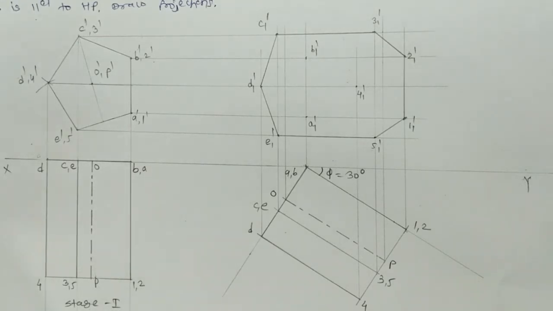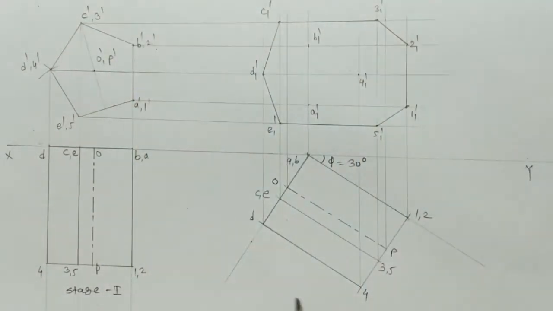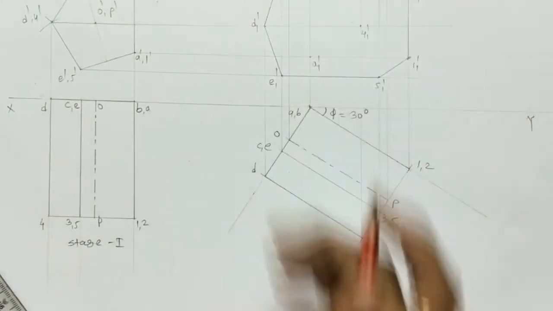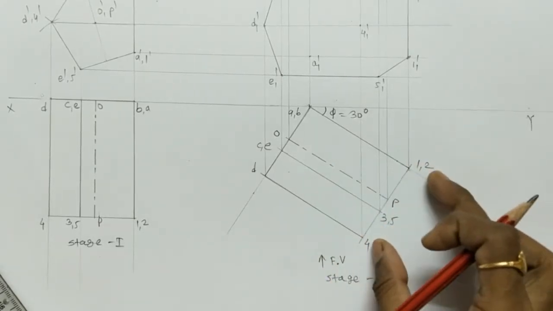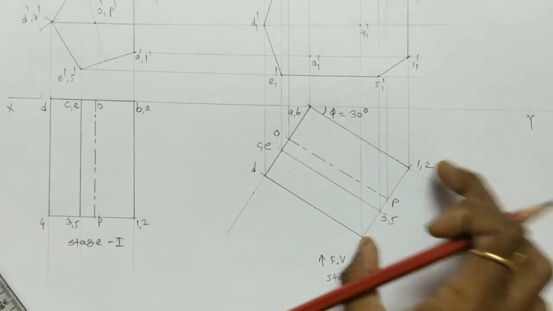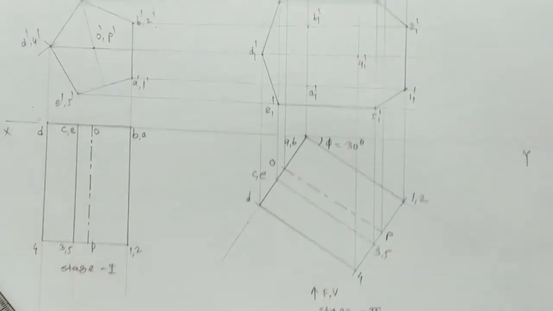Now we have taken projections upward from bottom to top. So this is the direction for front view. So when we will see from this direction, we will see this face. So 1, 2, 3, 4, 5. This face we will see.